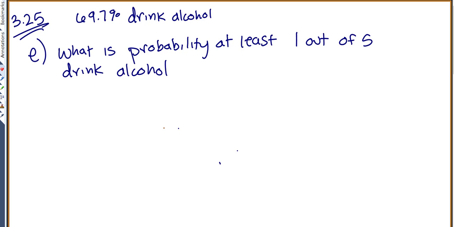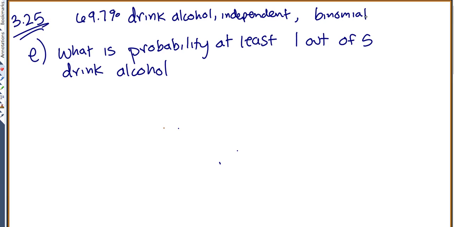In 3.25, we're told that about 69.7% of teenagers between 18 and 20 consumed alcoholic beverages. Now, it would be reasonable to think that each person should be fairly independent of the next person. And because we have a fixed percentage of people that drink alcohol, so we have a fixed probability, they're all independent, they're not affecting each other, everything works where this could be a binomial distribution.